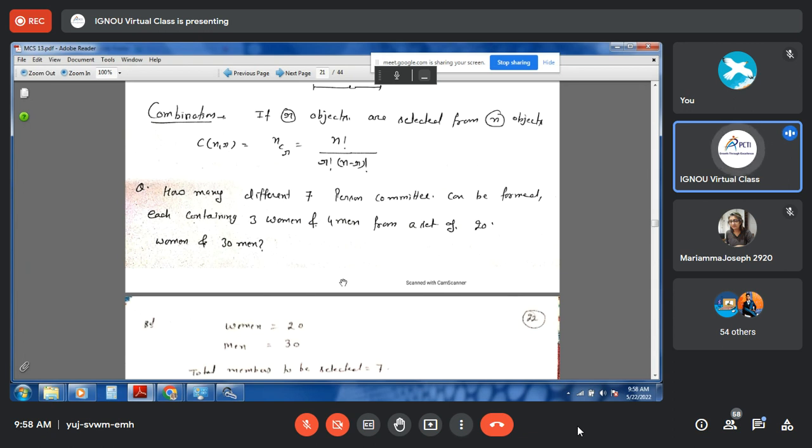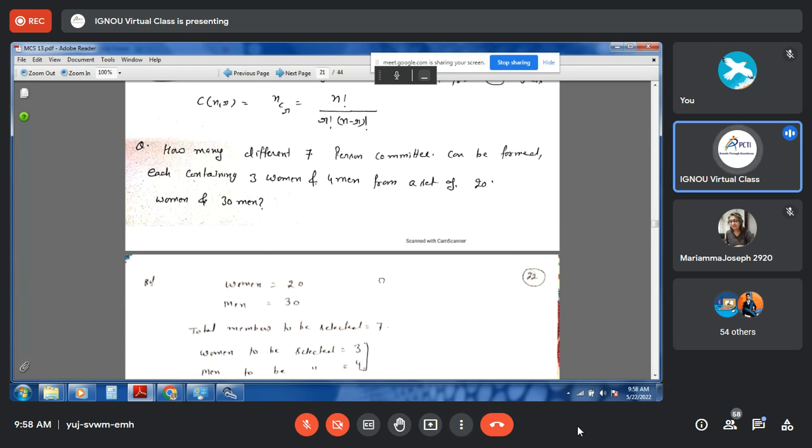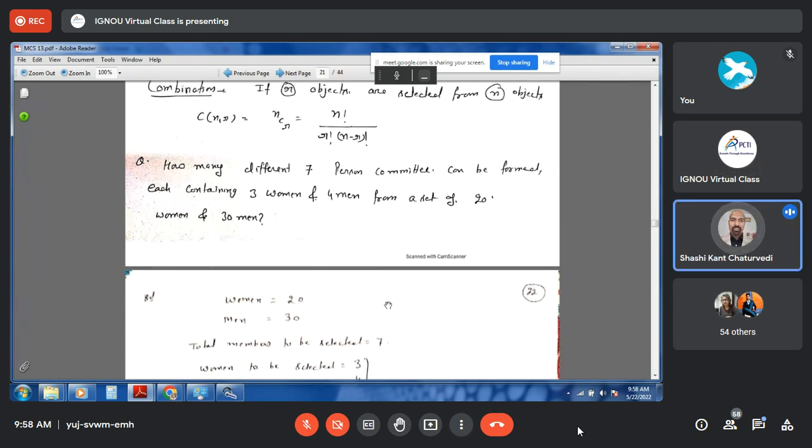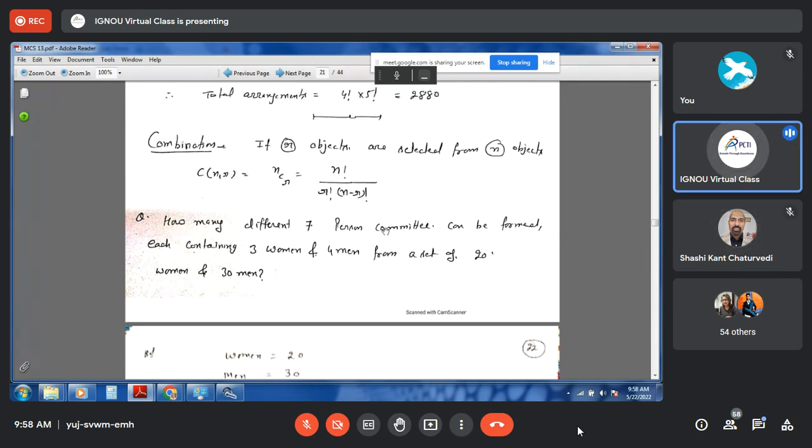Let us take this example, a simple one, an important one. Sorry, please say again, what is the difference between P and C? P is for the arrangements and C is for the combination, in selections.